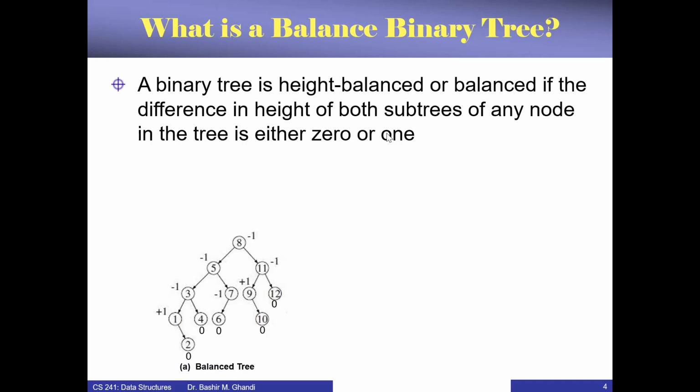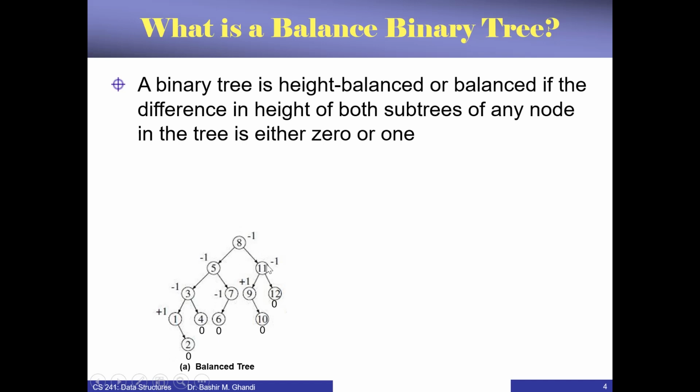For example, if you look at this tree, any node you take, for example 8, its right subtree is of height 3 and its left subtree is of height 4. So the difference is minus 1. We normally take the difference by taking the height of the right, which is 3, minus the height of the left, which is 4. 3 minus 4 is minus 1.